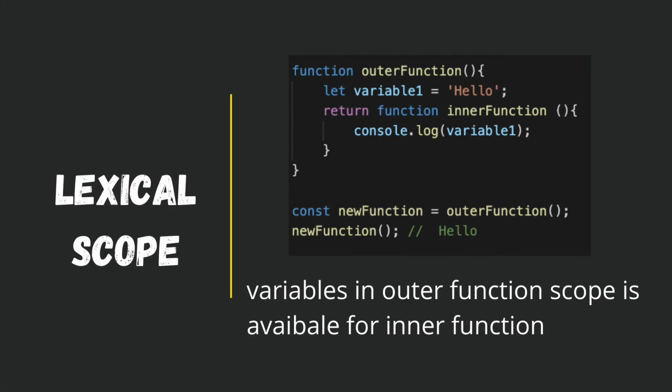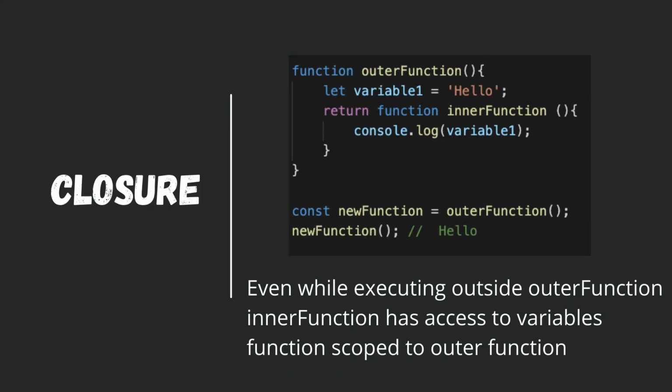The last is the lexical scope. When you have a nested function in JavaScript, the inner function is lexically bound to the scope of the outer function. That is, in simple language, the variables in the outer function scope are available for the inner function.